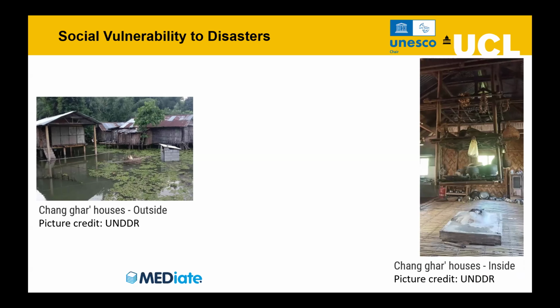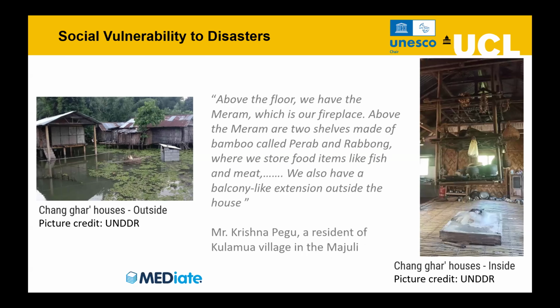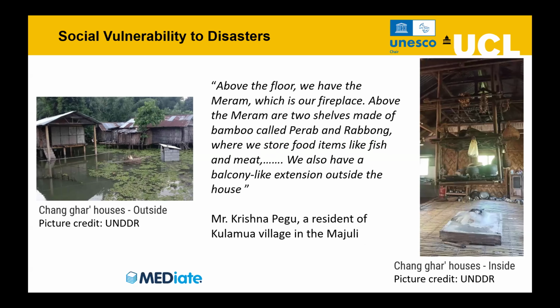In this next picture, you can see what is inside a Changa. And in the quotation in the middle, you can see one of the residents explaining what is inside them. He explains the fireplace. He explains where he stores his food. He even talked about a balcony-like extension. So without looking at these pictures, if you imagine this description, you would possibly imagine a tree house you would like to go on holiday, not a house of this type.